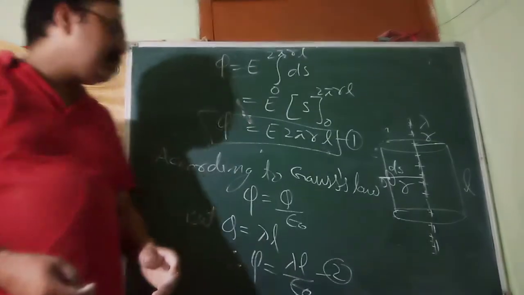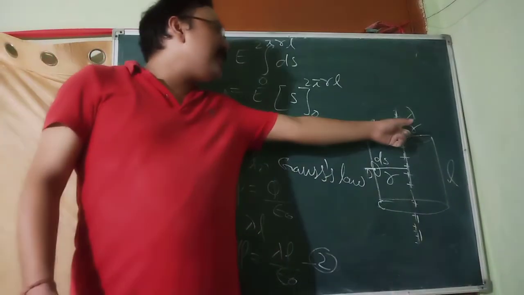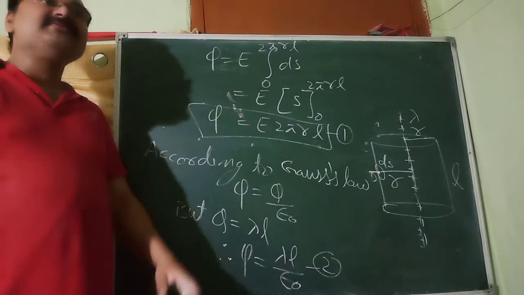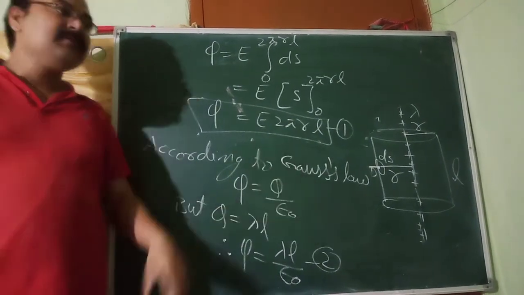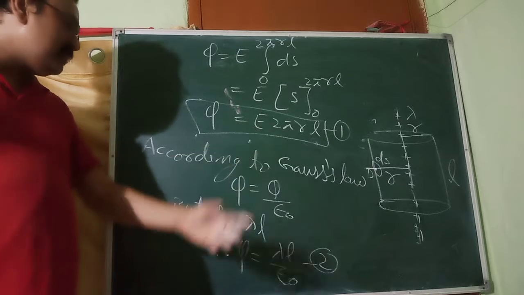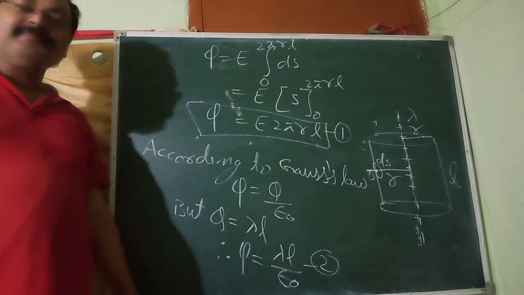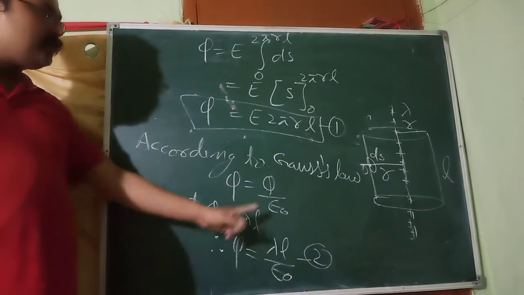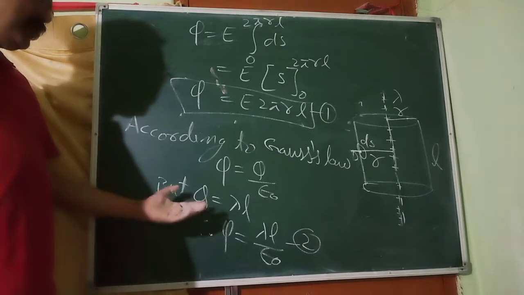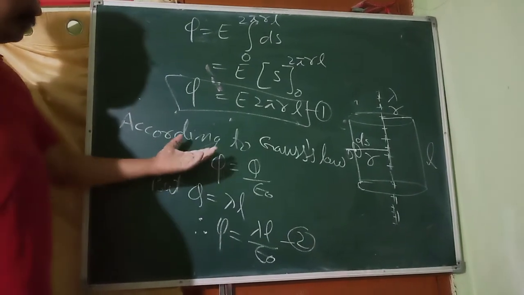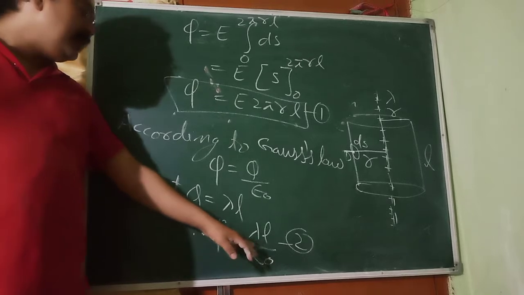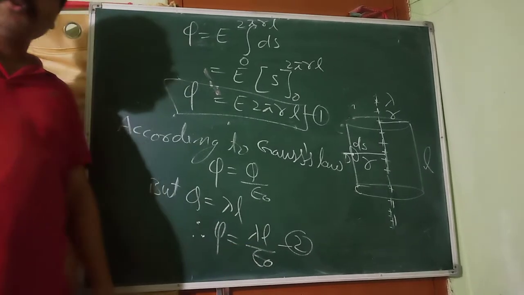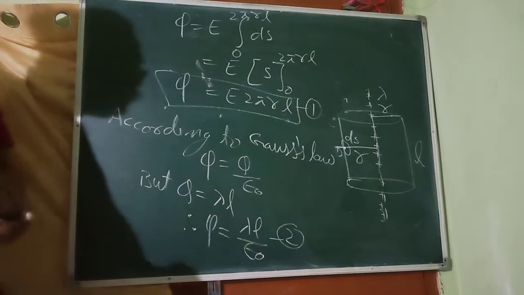As lambda is the linear charge density, that means charge present on unit length. So what is the charge present on length L? That is L lambda, and that is the charge enclosed by the cylinder. So, according to the Gauss law, flux will be equal to lambda L upon epsilon naught. Now we got equation number 2.